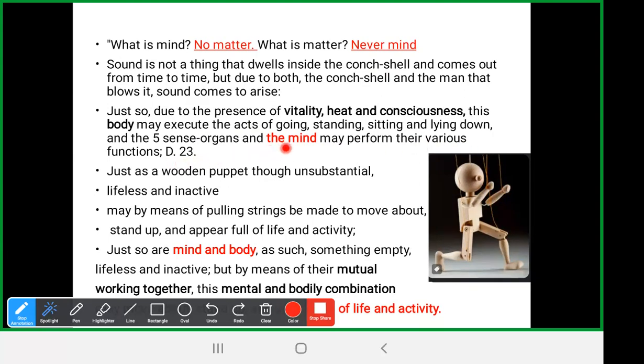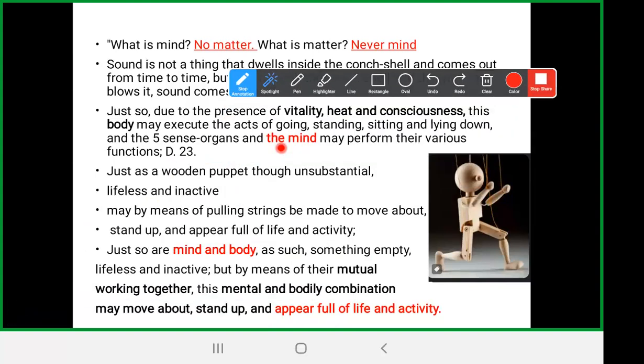It means that everything is based on condition. There's another example here, also very famous, about how the working of mind and matter is like a wooden puppet. Now it looks lifeless, inactive, but when somebody pulls the string, it will move about and stand, and it appears full of life. Just like mind and body, at first they look lifeless and inactive, but because these two combine together, they work together, this mental and bodily combination.